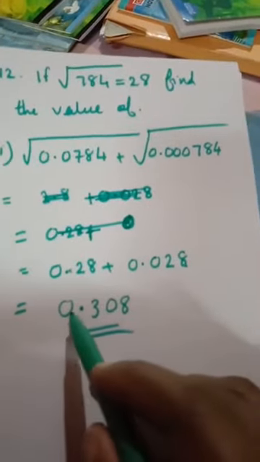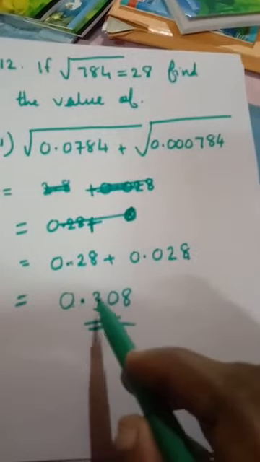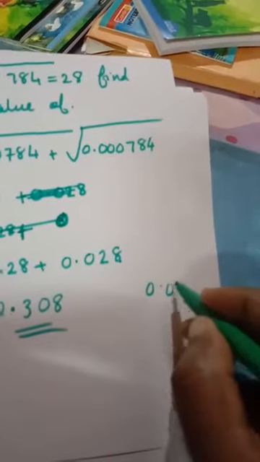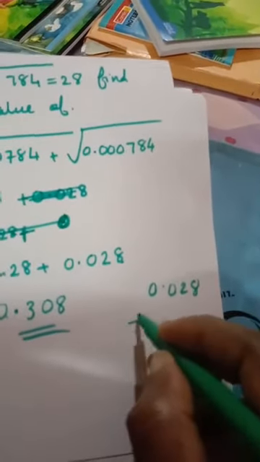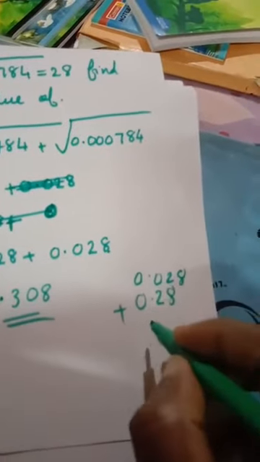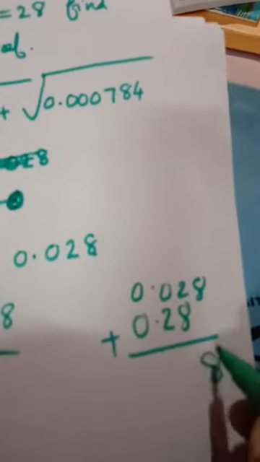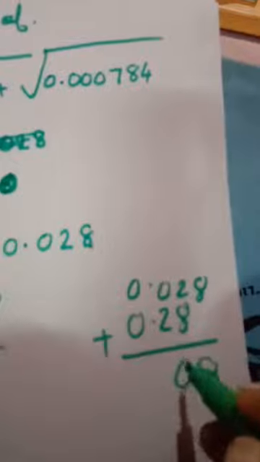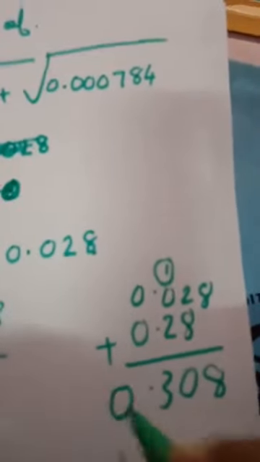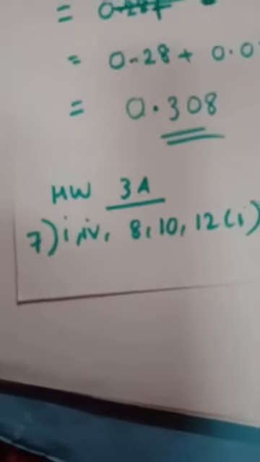Now add it. 0.28 plus 0.028 is equal to 0.308. How to add? 0.028 plus 0.28. This is the method to add. 8 plus 2, 10. 1 carry over. 2 plus 1, 3. Okay, 0.308 is the answer.